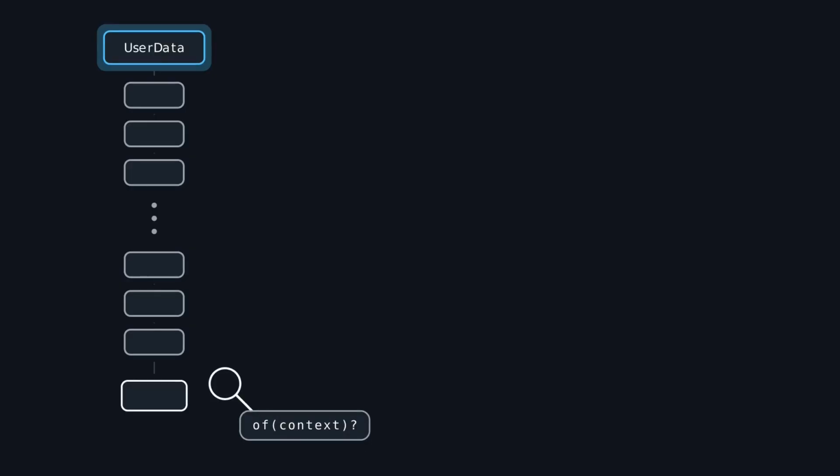Now for my favorite part, the magic trick. When you call of(context), how does Flutter find that inherited widget? Instinct says, climb the tree, check the parent, then the grandparent, then 100 levels up. Slow, right? Wrong, because Flutter never climbs.